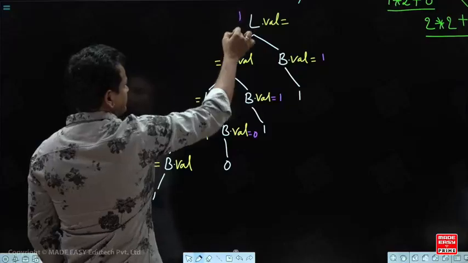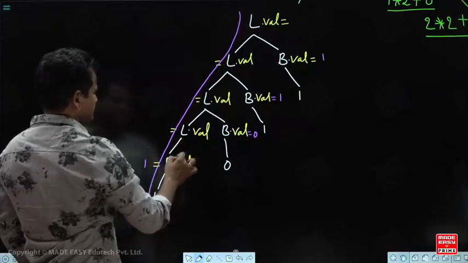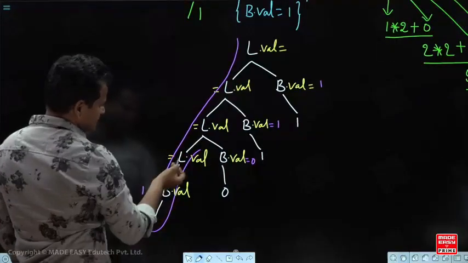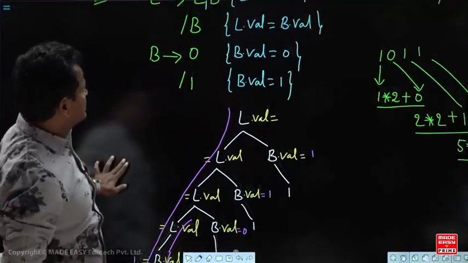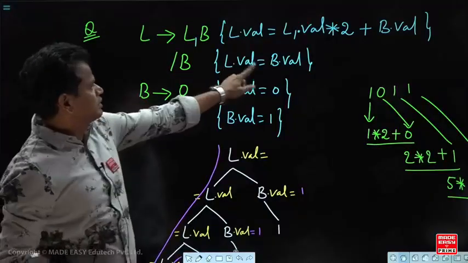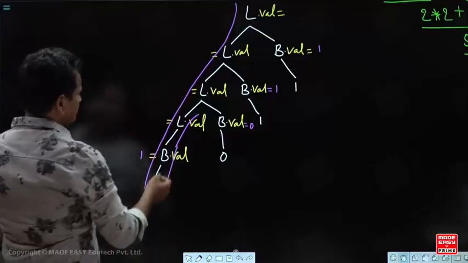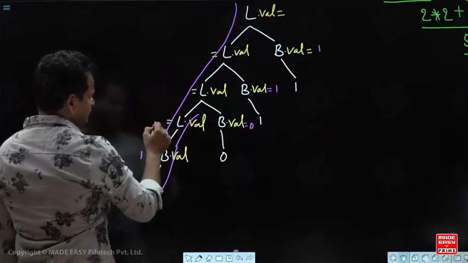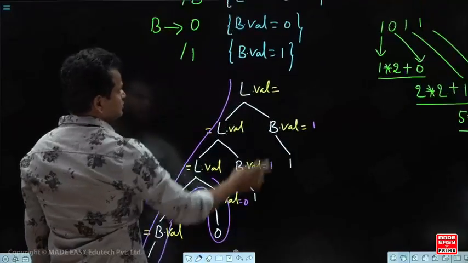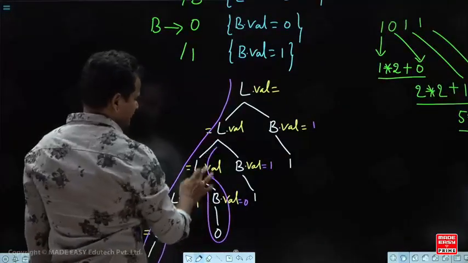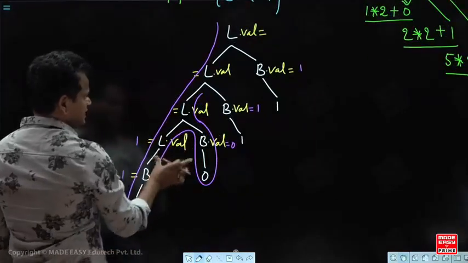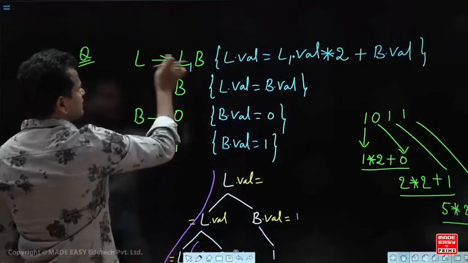So go for this one. B derives 1, already B dot value equal to 1. Next, look at this one. B is reduced to L. What is the production? L derives B. What is the action? L dot value equal to B dot value. Here what is the B dot value? 1. So L dot value equal to B dot value, that is 1. Now B derives 0, B dot value is 0, already I wrote. Now, hello guys, look at this one. Here LB is reduced to L. So this is the production.